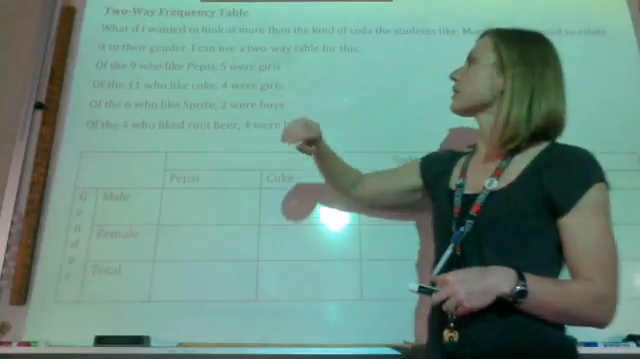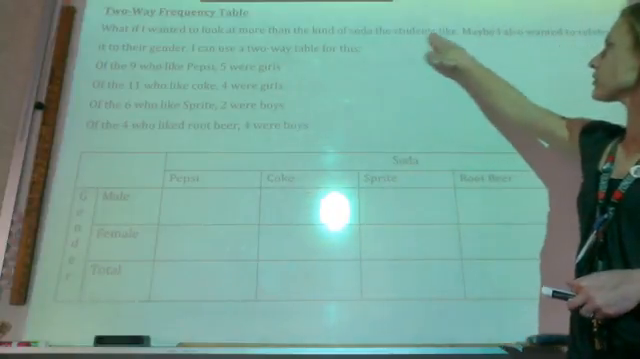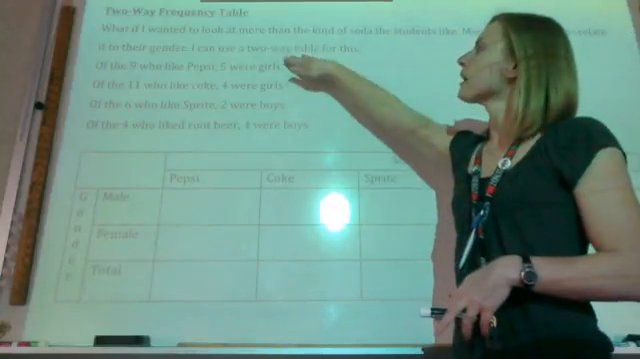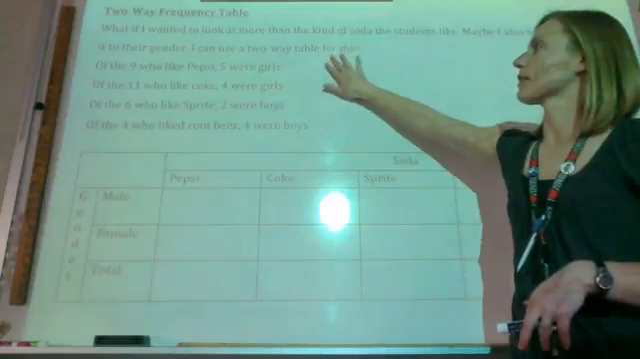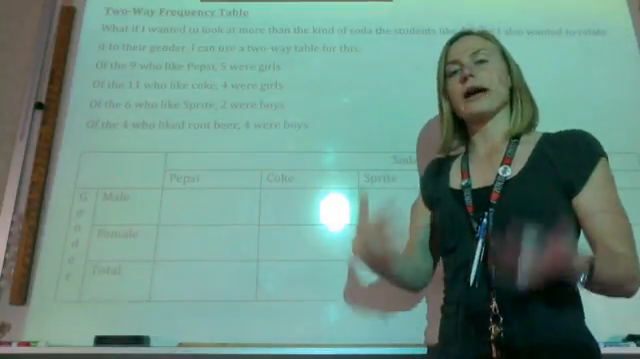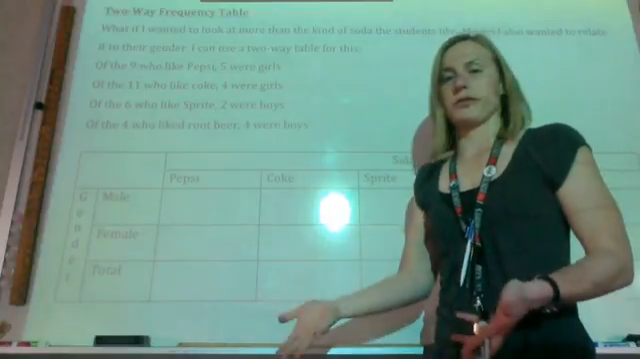What if I want to look at more than the kind of soda that the students like? Maybe I also want to relate it to their gender. I can use a two-way table for this. So I'm going to use actually the same data as before. We're just going to also add in who were males and who were females.